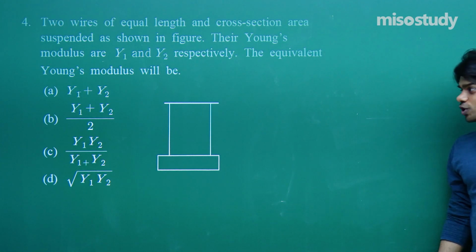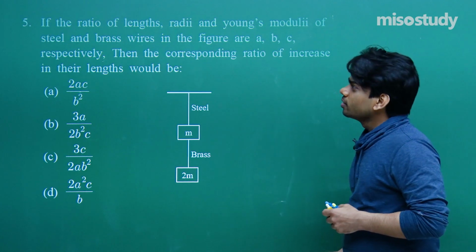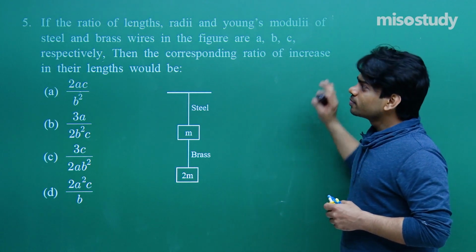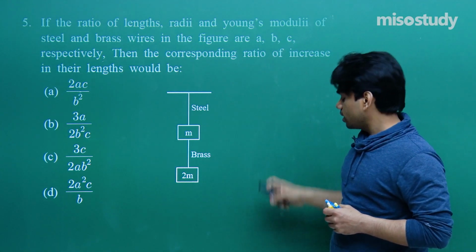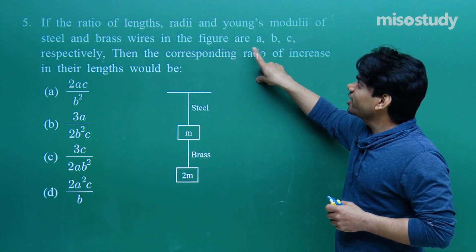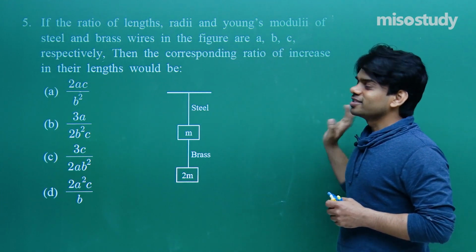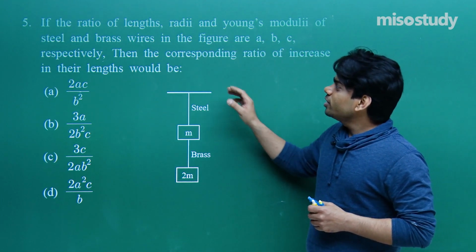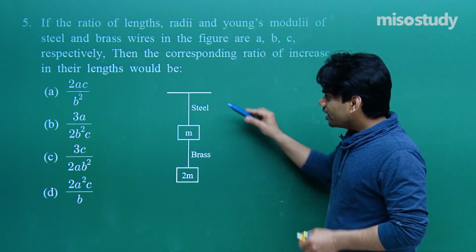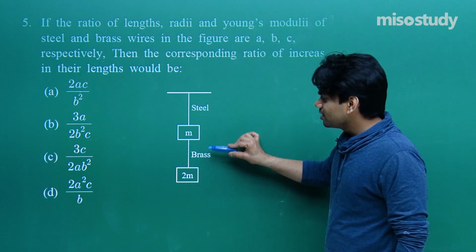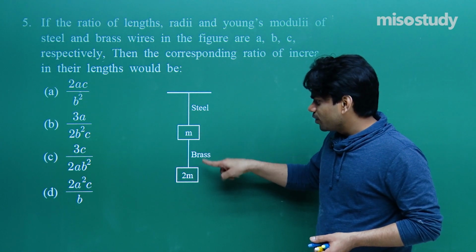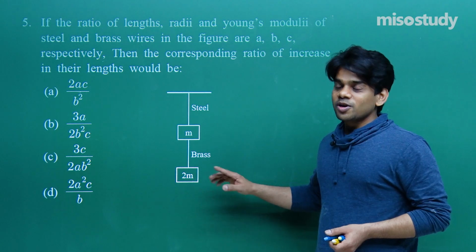Let's go ahead with the next question of the day, the fifth question. If the ratio of lengths, radii and Young's moduli of steel and brass wires in the figure are A, B and C respectively, then the corresponding ratio of increase in the length of steel and increase in the length of brass would be what? We need to identify the ratio. Given, we have hung mass M here and mass 2M here.